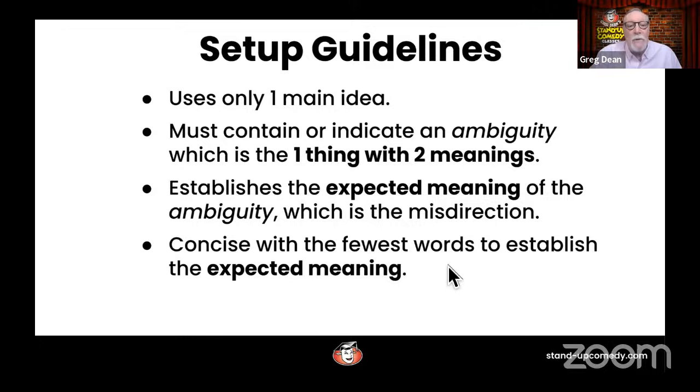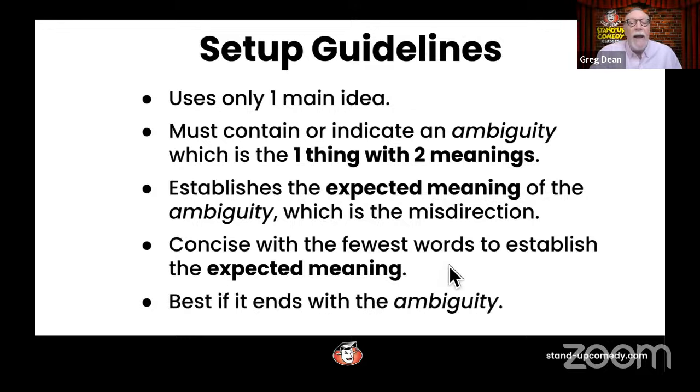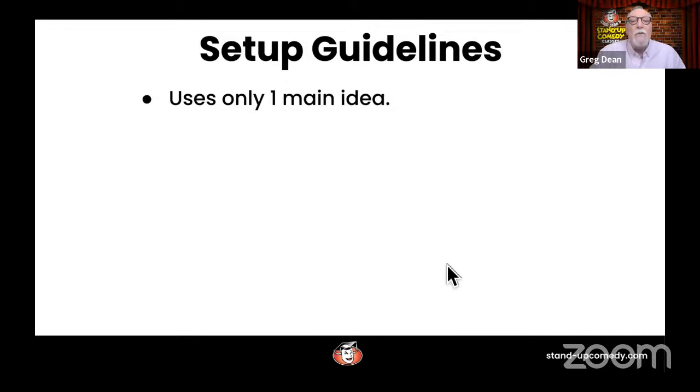The next one is, is the setup concise, with the fewest words to establish that expected meaning? That's its job, to establish that, but with the fewest words possible. And it's best if it ends with the ambiguity. We'll talk about that later, maybe about processing, how quickly the audience can solve that puzzle. Every joke is like a little puzzle they have to solve, because they're getting two interpretations or two meanings of one thing. So let's take these one at a time.